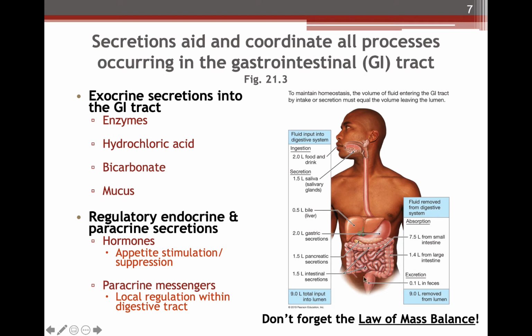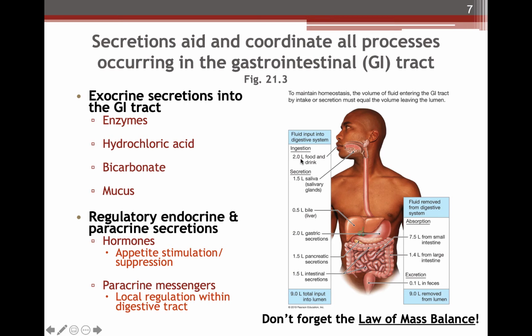It's open here, it's open down here at the other end, and so the law of mass balance is in effect. The idea here is that the amount of substances that come into the digestive system needs to be equaled with what goes out of the digestive system. And so how do we bring things into the digestive system? Well, certainly ingestion of food and drink.